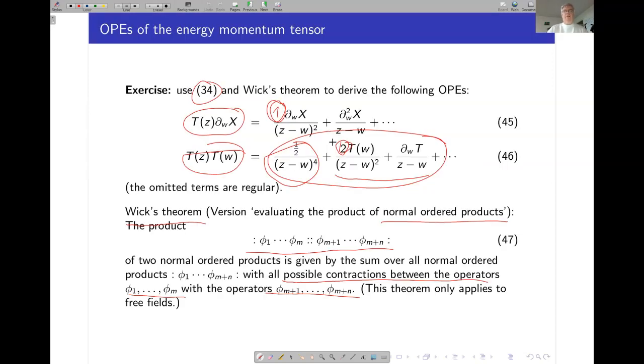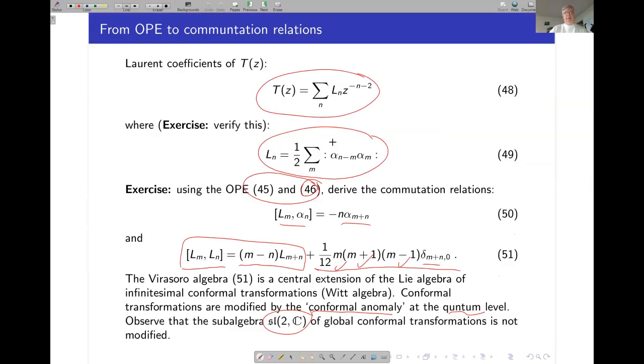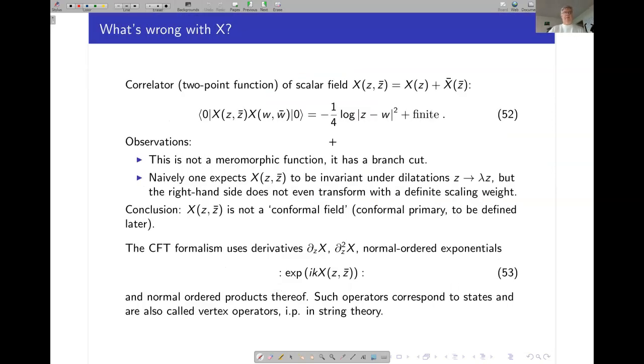Currently, what I would like to focus on, if you want to do some work, is to work out these OPEs and to see that you can reconvert them into commutators. And we will come to the deeper meaning a bit further along these lectures. Okay, that was this remark.